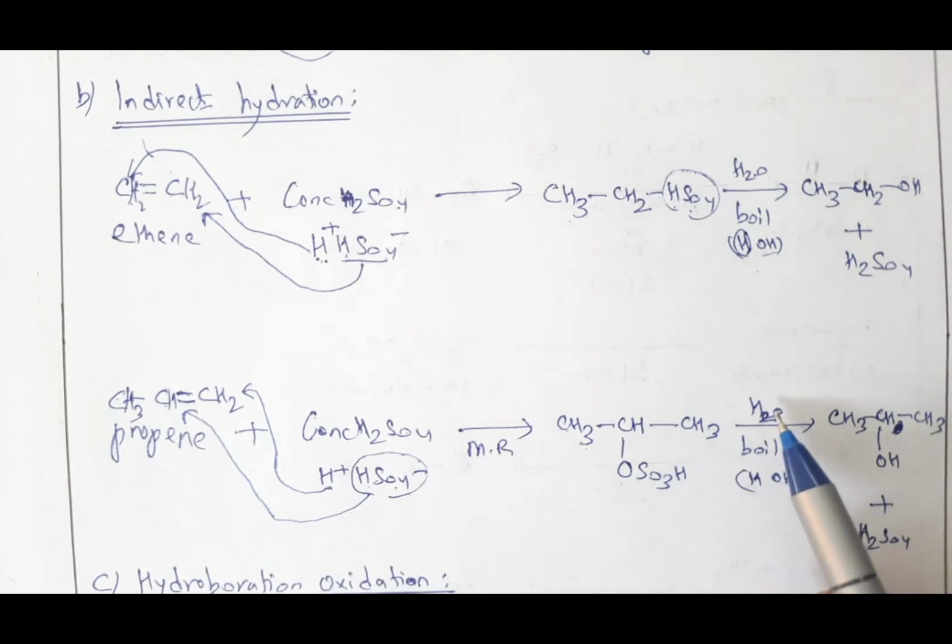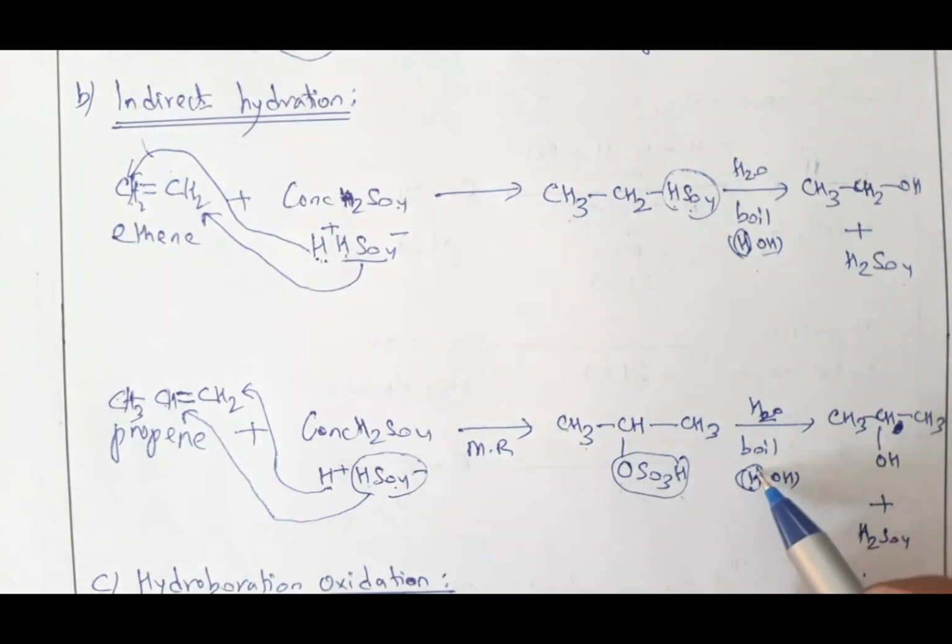Now again, like before, you put water and boil, and water means HOH. So this portion again will take H and form H2SO4. Sulfuric acid will come out. This is called indirect hydration. This is your H. We will take this one to form sulfuric acid. In place of this, OH will come, and we get this, and this is called isopropyl alcohol, or propanol 2, which is secondary alcohol.